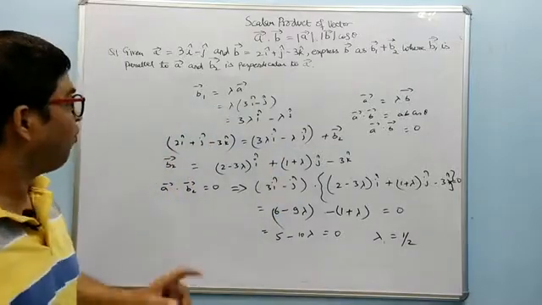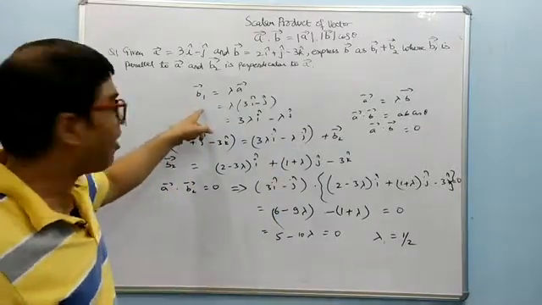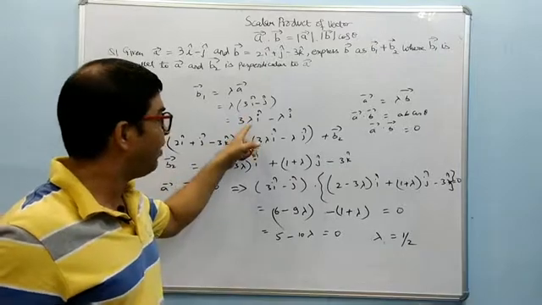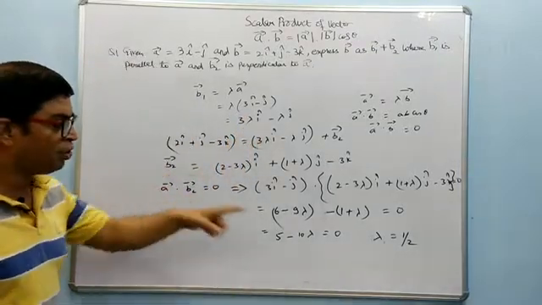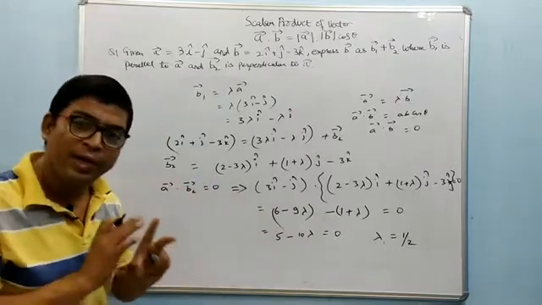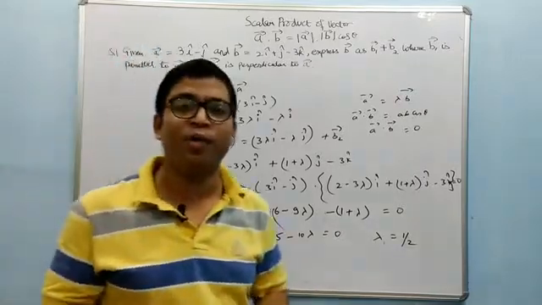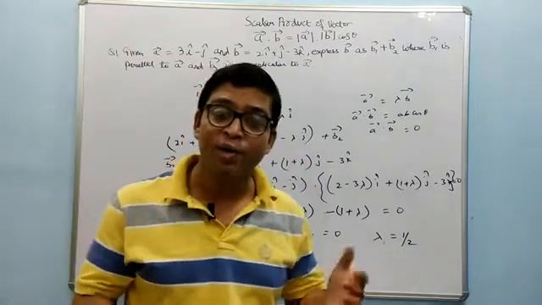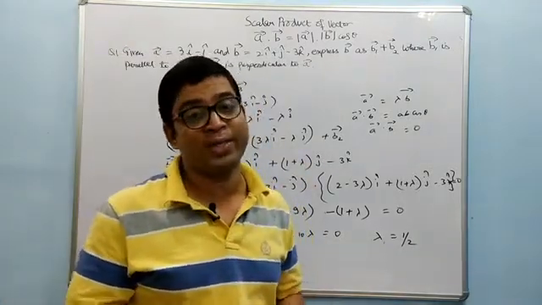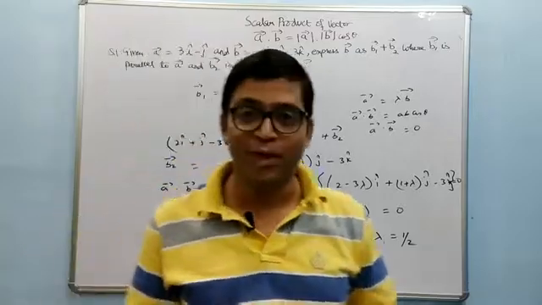Once we got the value of lambda, we can easily find B1 by putting the value of lambda here, and B2 also by putting the value of lambda here. So easily we can get the values of B1 and B2 by just applying the basic thing we learnt in the dot product of vectors. Hope you are understanding. Thank you.